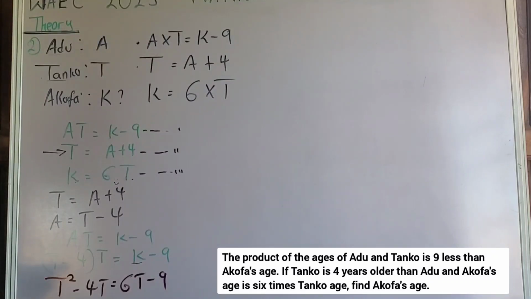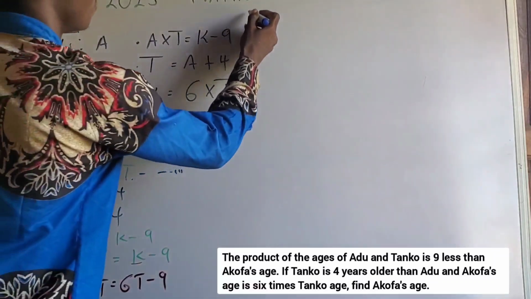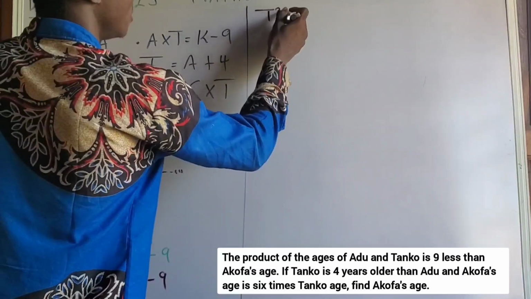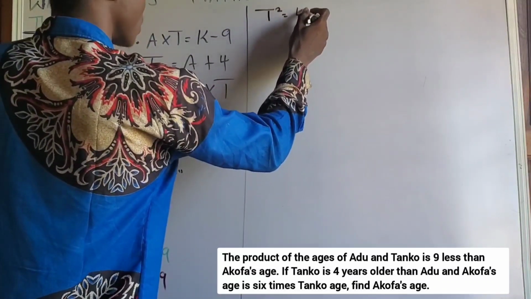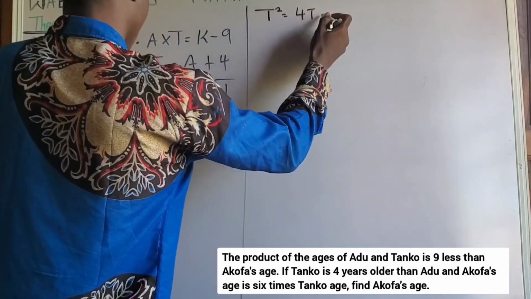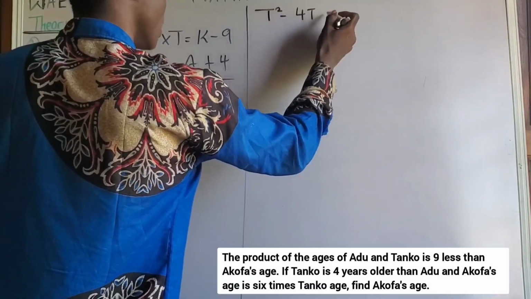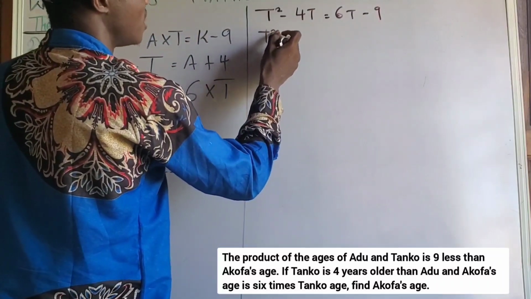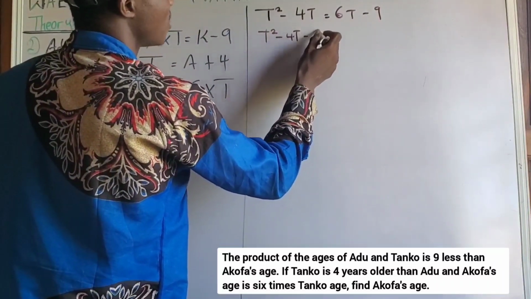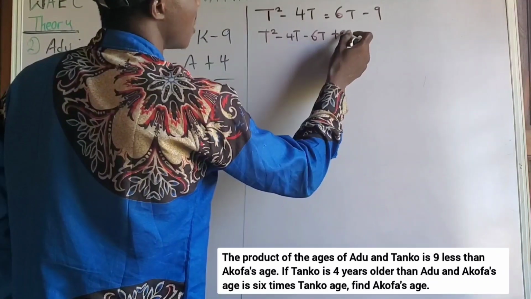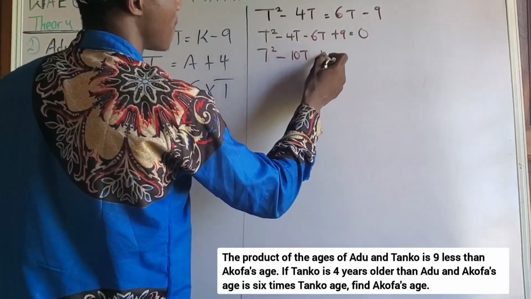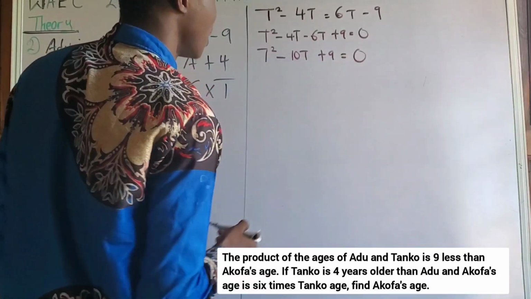Okay, to get the value of T, what kind of equation do we have here? It is a quadratic equation. Okay, so please, I want you to pay attention. We have T squared minus 4T equals 6T minus 9, okay? T squared minus 4T minus 6T plus 9 equals 0, okay? T squared minus 10T plus 9 equals 0, okay? Now look at this.